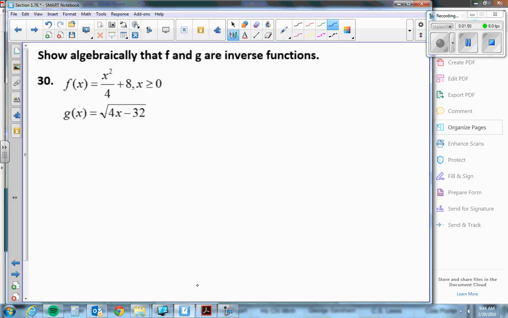Now, the next one is similar, on the same point. It's just, we have to deal with domain restrictions. So this one's going to be trickier. All right, so let me set it up first off. I'll do f of g.